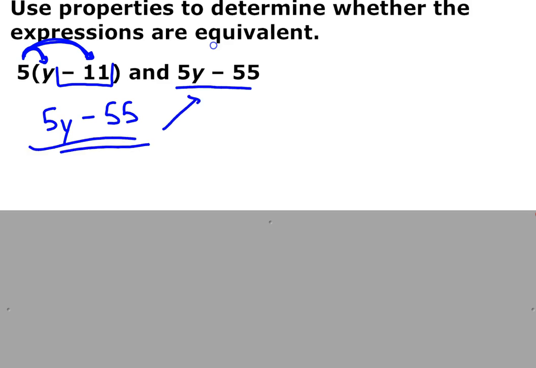Here are a couple examples. Using the properties, determine if they are equivalent expressions. Well, this one's going to be using the distributive property. If you take that 5 and multiply it into the parentheses, you will get the first one giving you 5y, and the second one giving you, now notice we're multiplying a negative 11, so 5 times a negative 11 is a negative 55.